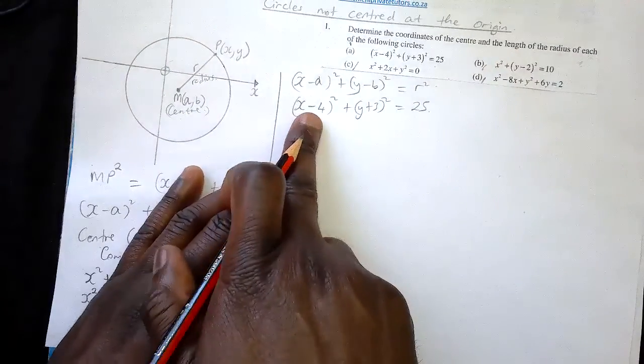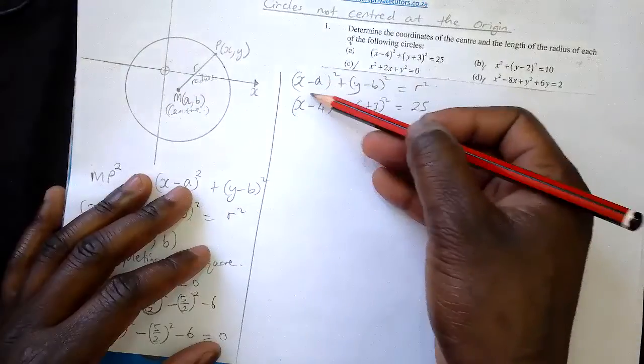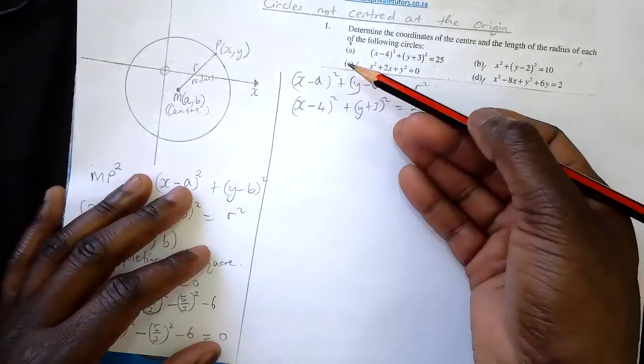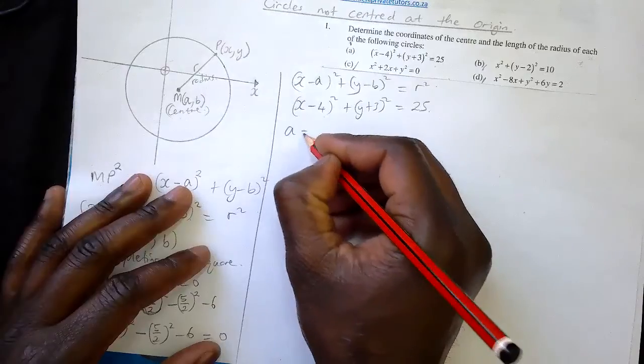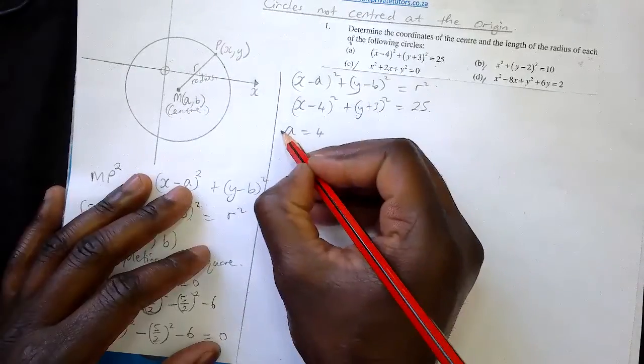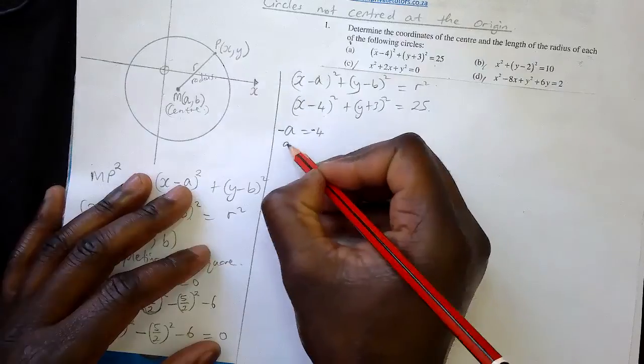This is a. So in this case, to find a, minus a is equal to minus 4. That's what we can see here. So a is equal to 4 for this one. So you're saying minus a is equal to minus what? Minus 4. Then we cancel the negative.